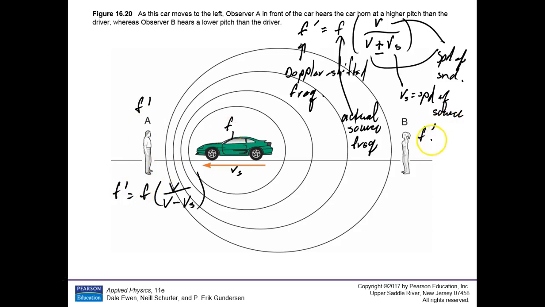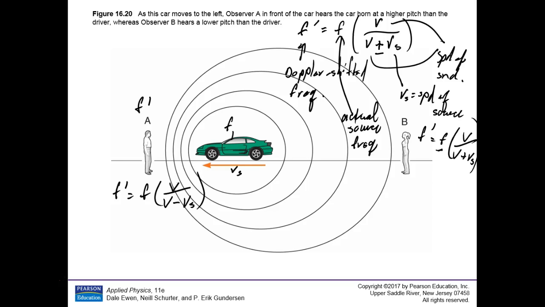Over here, her F prime is F times V over V plus Vs. Because now the denominator is greater than the numerator, same numerator, but a greater denominator, so it's a fraction less than 1. So the frequency she's hearing is less than the frequency of the source, of the actual sound being emitted by the horn.